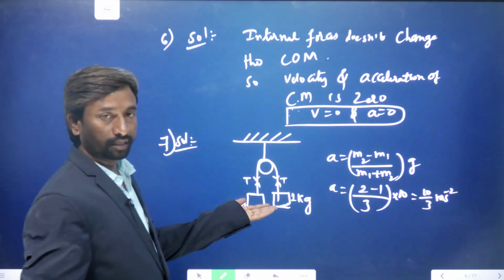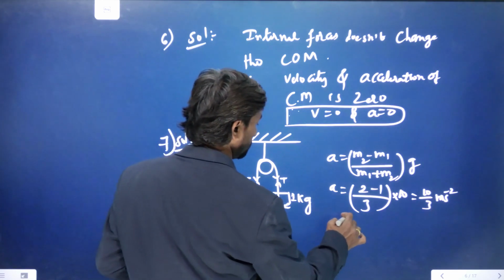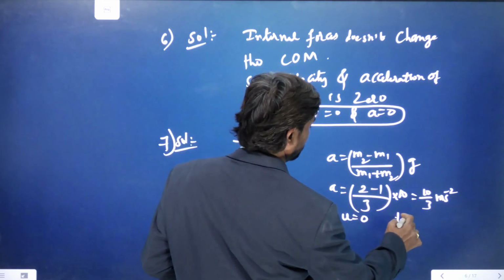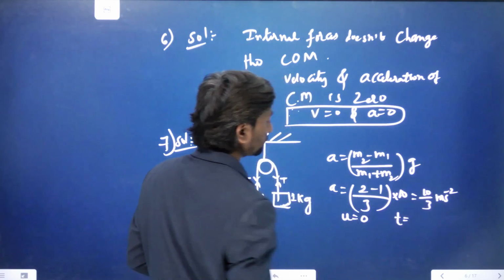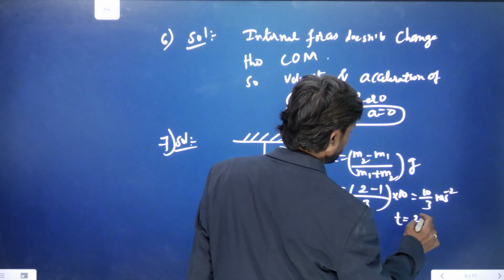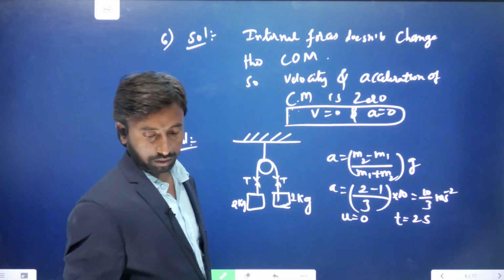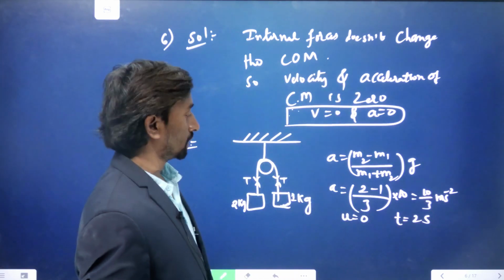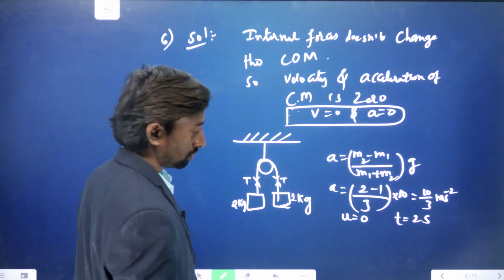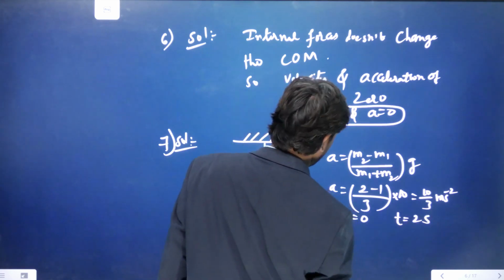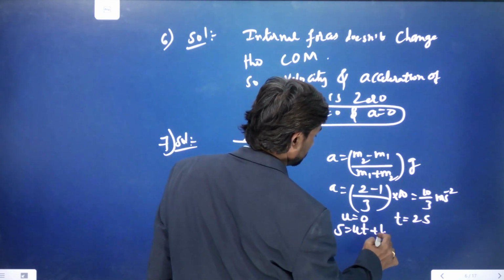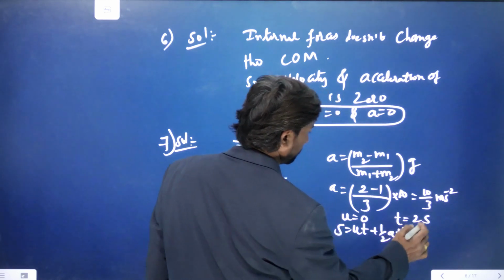Initially they are at rest, which means the initial velocity u is 0. It is moving with an acceleration of 10 by 3 meter per second square, and in 2 seconds, what is the distance traveled by the blocks? Then here we'll use the formula S = ut + half at square.